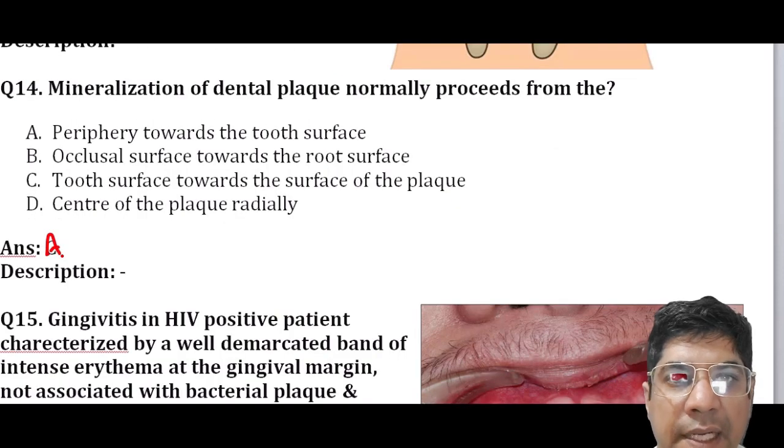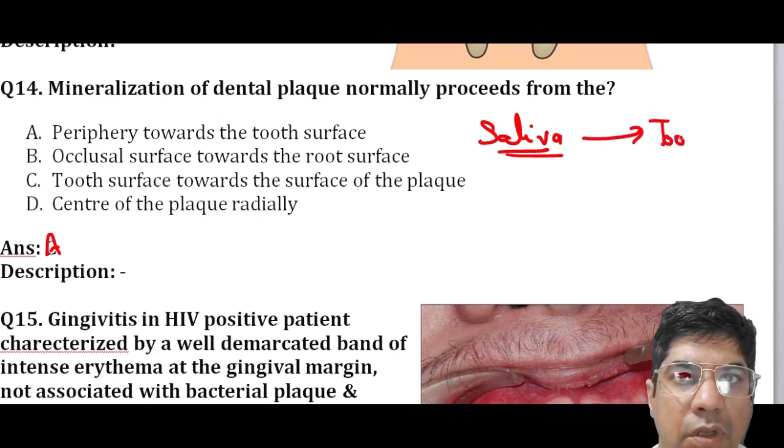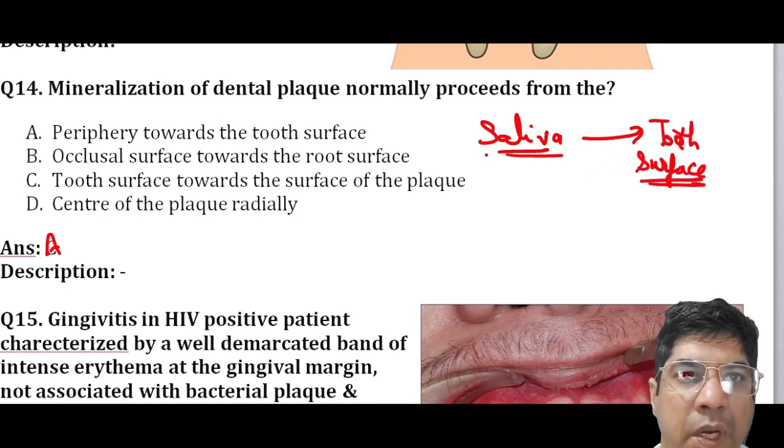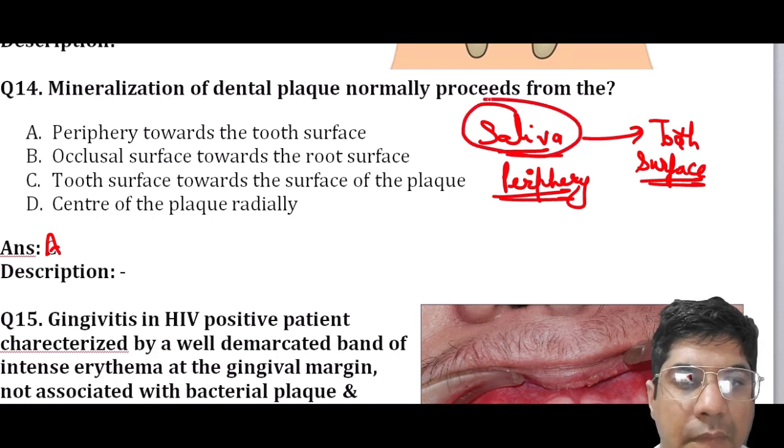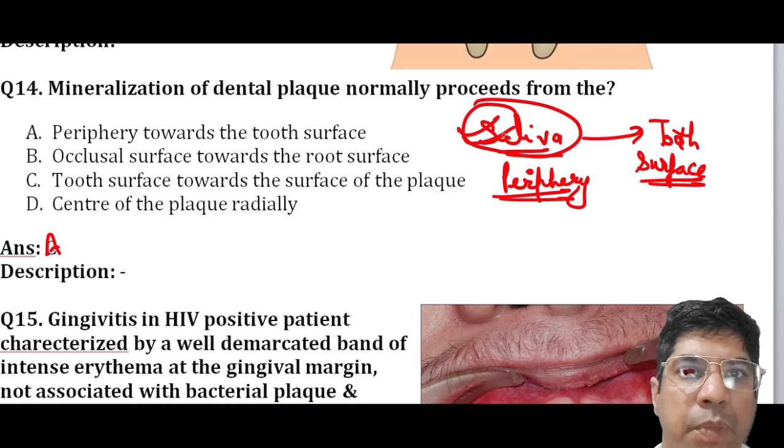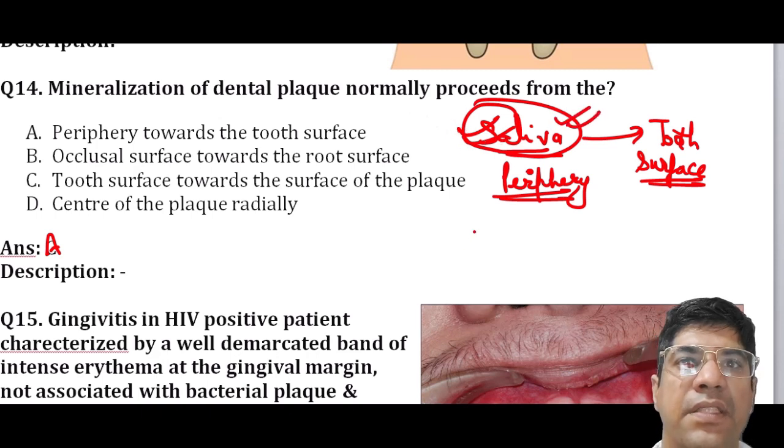The mineralization of the dental plaque proceeds from the periphery toward the tooth surface. So that involves the deposition of minerals, that is the calcium and phosphate, primarily from the saliva. So the source here is saliva. For supragingival, the source is saliva, and for subgingival, it's GCF.